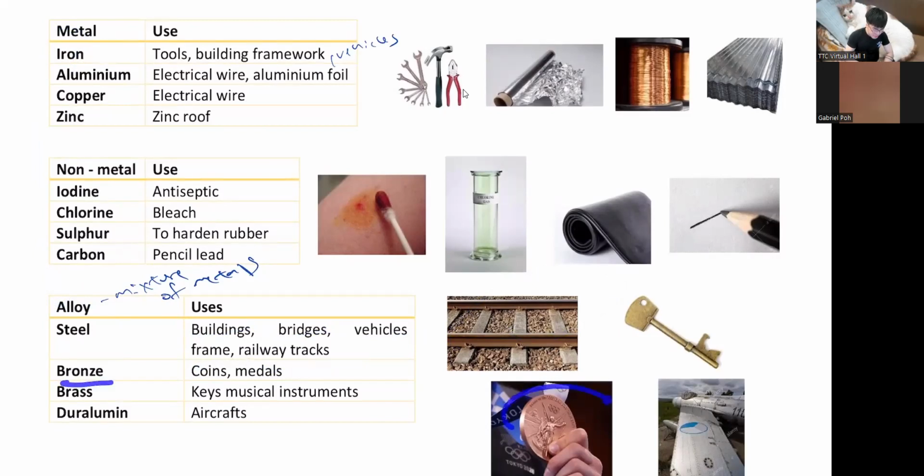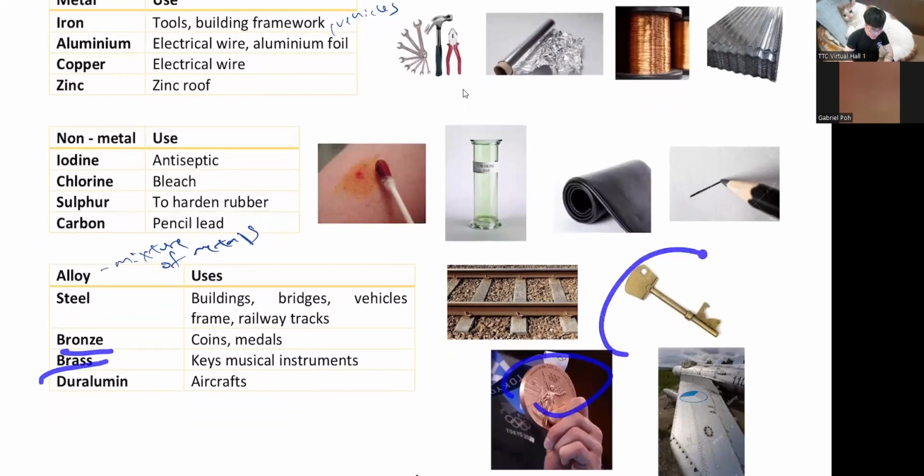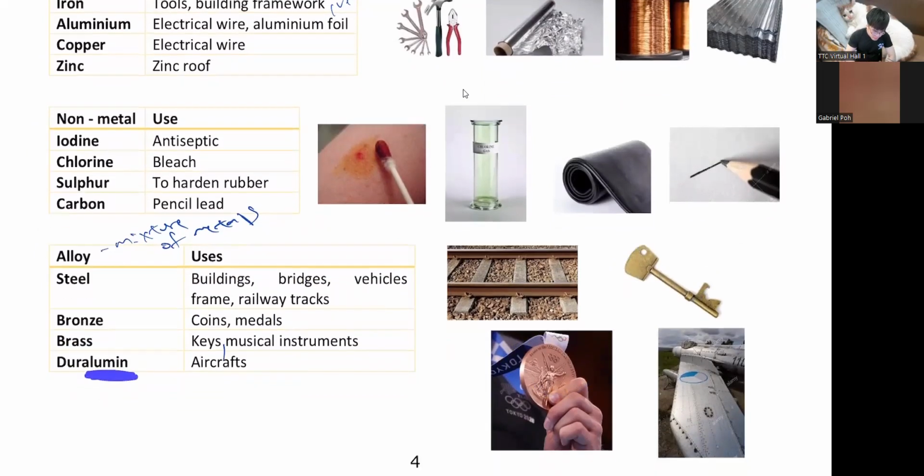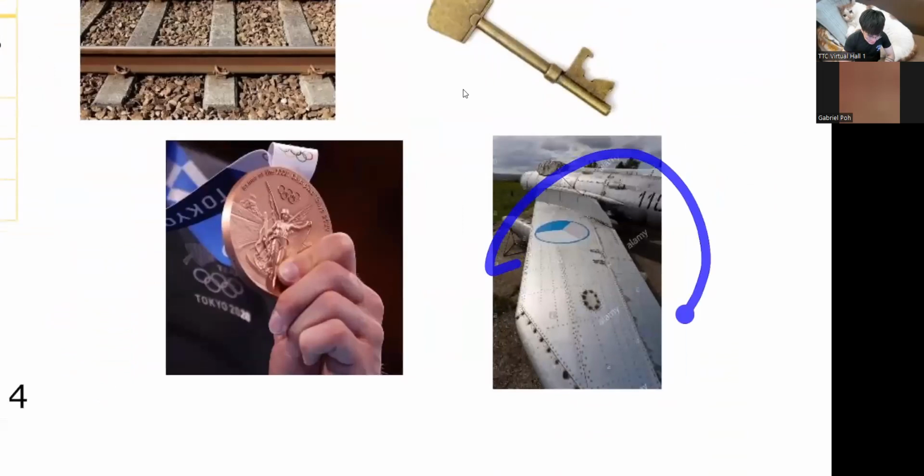Next, bronze, we use it for medals. Brass, we use it for keys and musical instruments. The trumpet is made from brass. And then duralumin. This is aluminium. Because it is so lightweight, we use it for aircraft. We use it for planes.